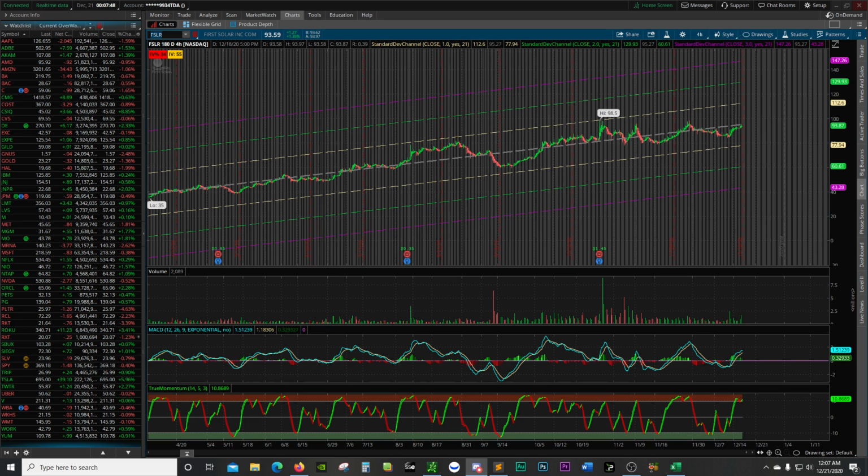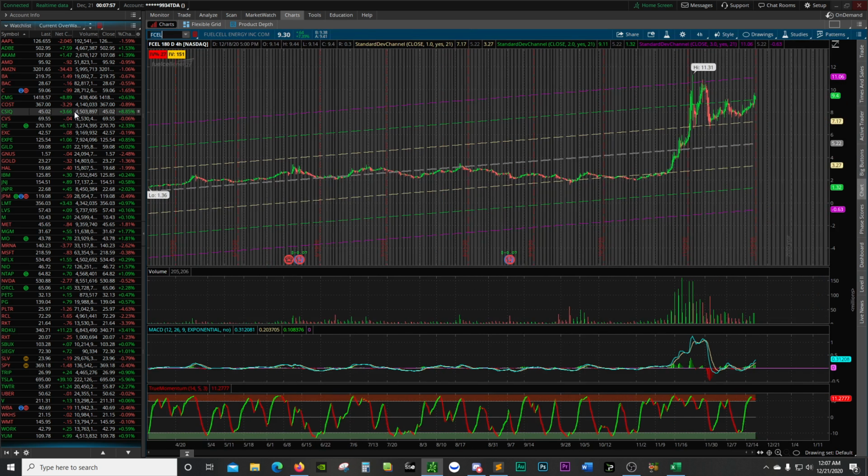What do you think about Fuel Cell Energy? FCEL. So they do hydrogen fuel cells, right?